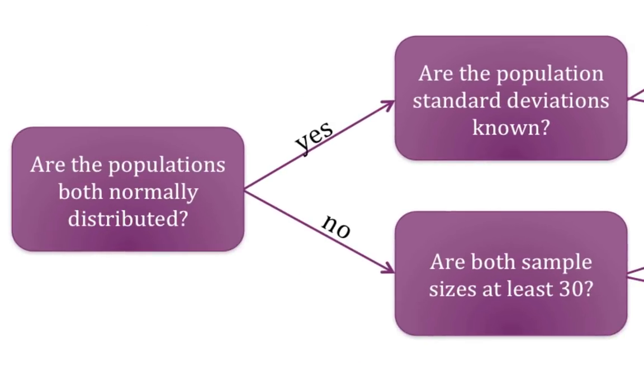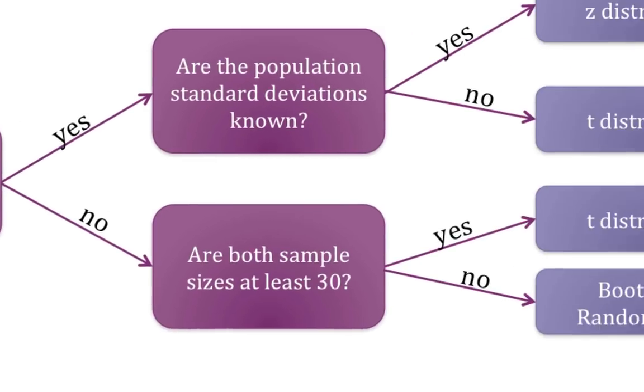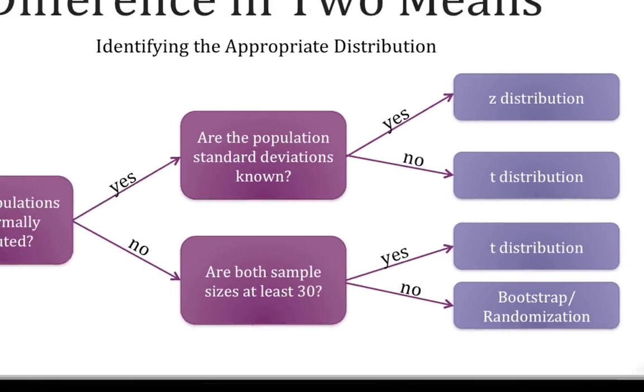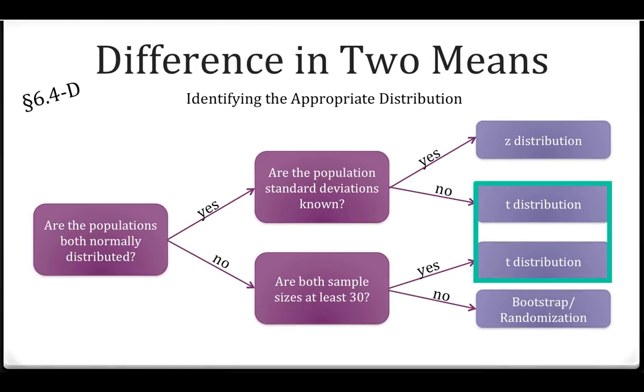If we don't know if the populations are both normally distributed, we would then ask, are both sample sizes at least 30? If yes, then we would use the t distribution. If no, then we would use the bootstrapping and randomization methods that you learned a few weeks ago. What we're focusing on in this lesson, though, is the t distribution method. This is also known as an independent means t-test.